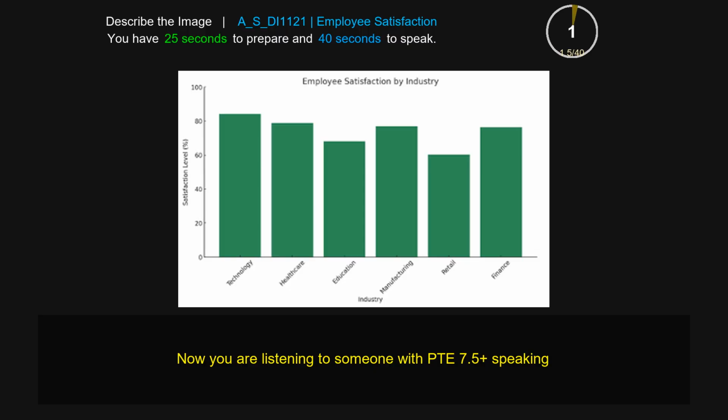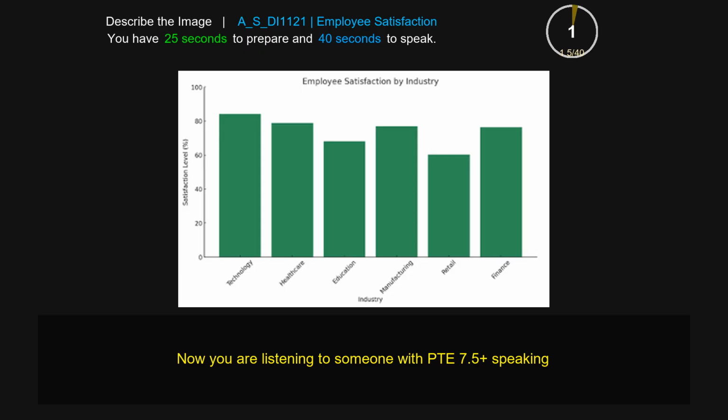This bar chart gives information about employee satisfaction by industry. There are several different categories like technology, healthcare, and so on, on the x-axis. The maximum amount is for technology, which is about 85%. The minimum amount is for retail, which is about 60%. The amount for healthcare is about 80%, while the value for education is much lower, which is about 70%. Overall, this graph gives information about employee satisfaction by industry.